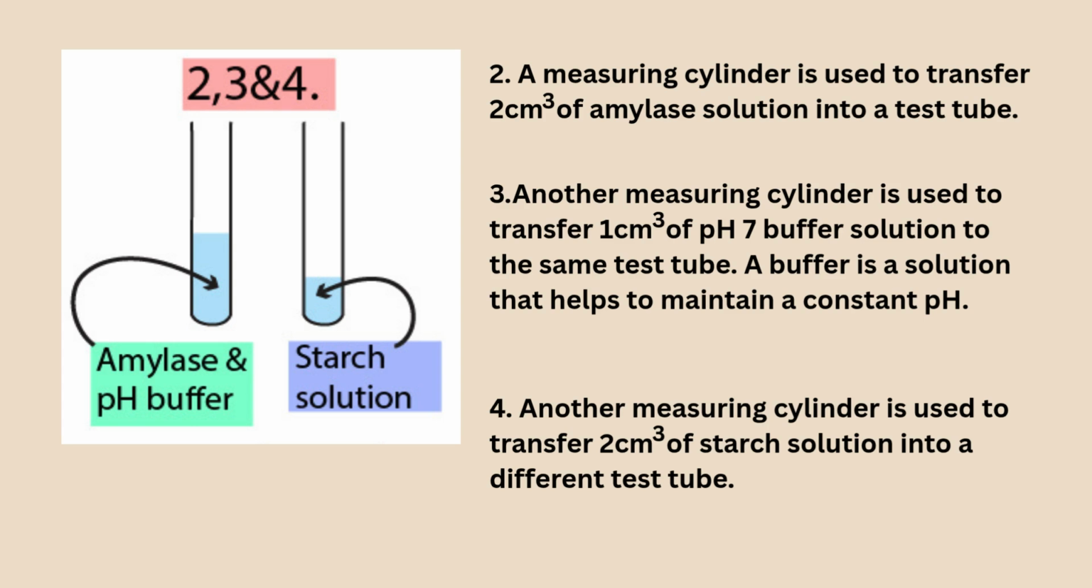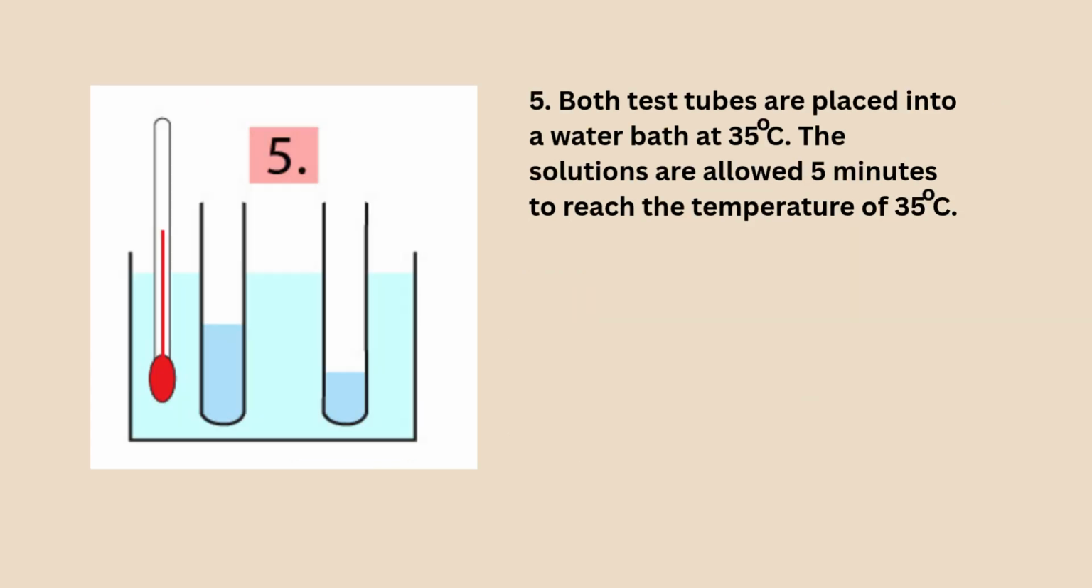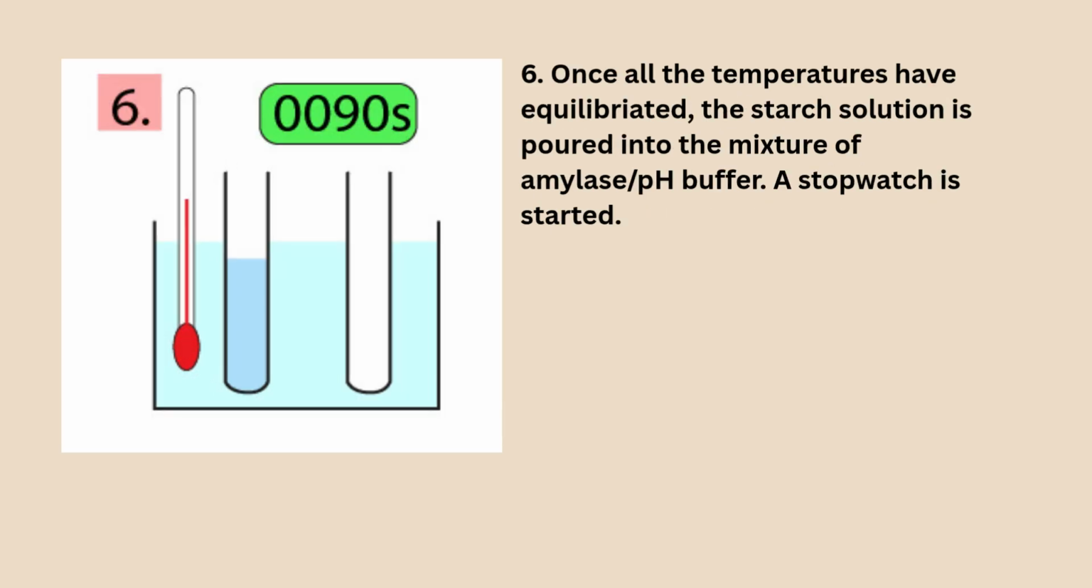Another measuring cylinder is then used to transfer 2 cubic centimeters of starch solution into a different test tube. Both test tubes are placed into a water bath at 35 degrees C. The solutions are allowed 5 minutes to reach the temperature of 35 degrees C. Once all of the temperatures have equilibrated, the starch solution is poured into the mixture of amylase and pH buffer.